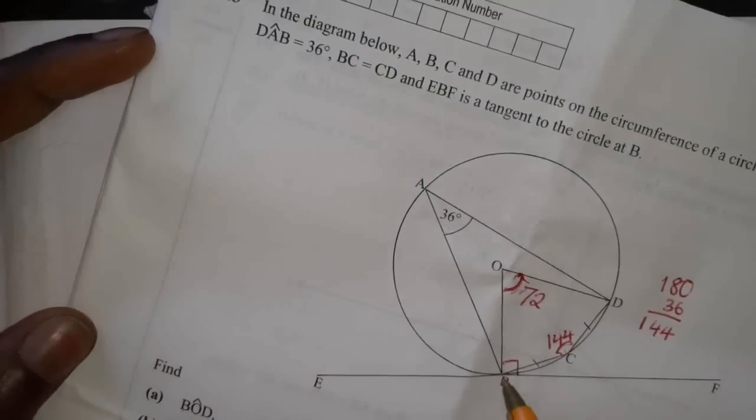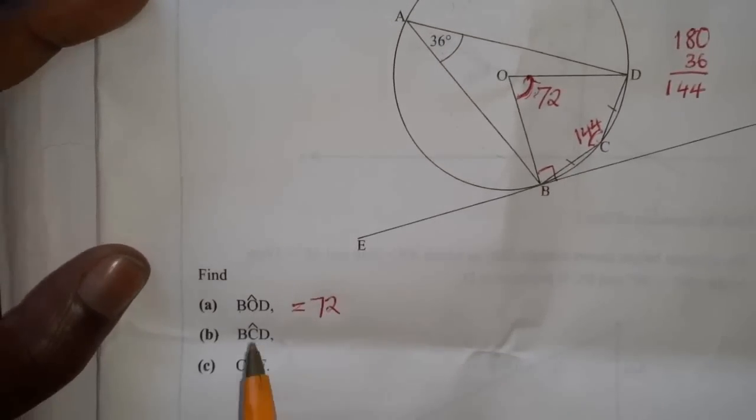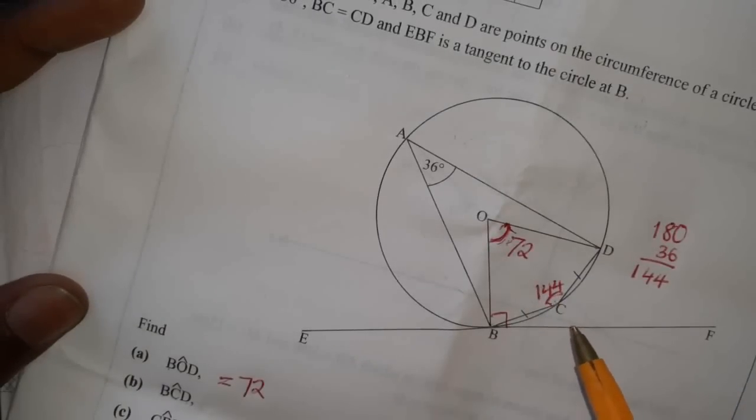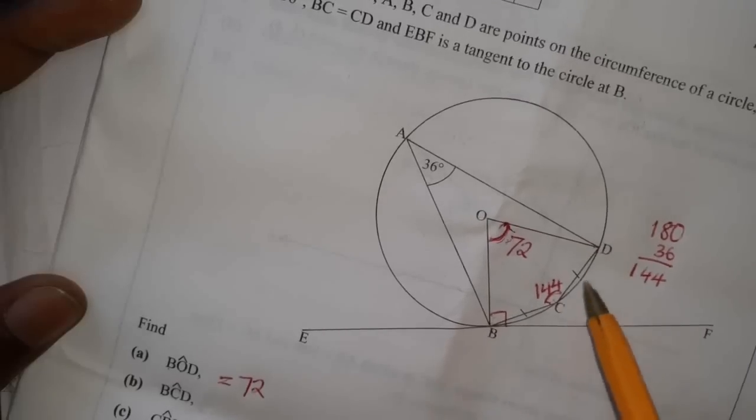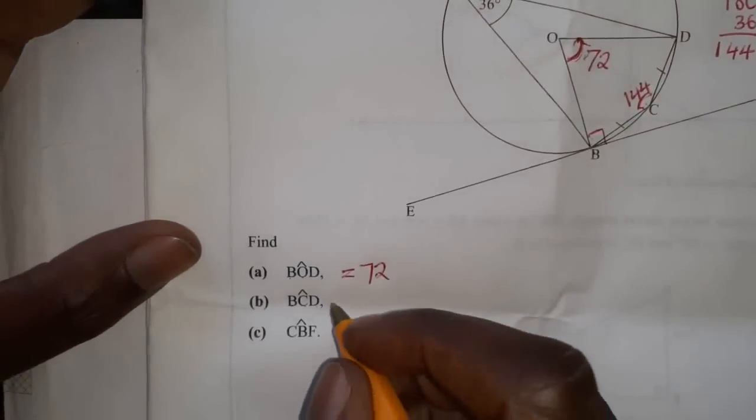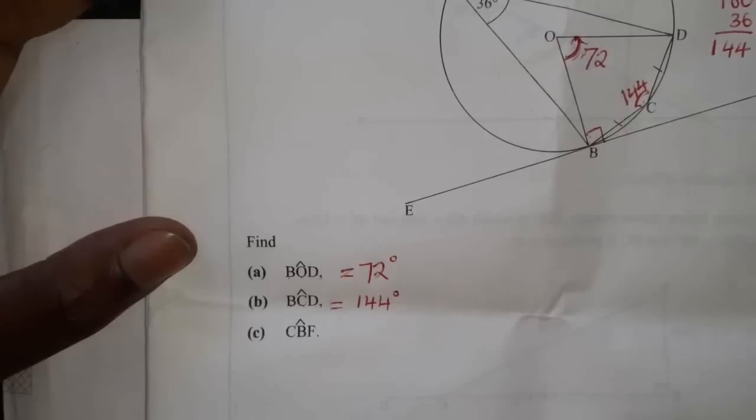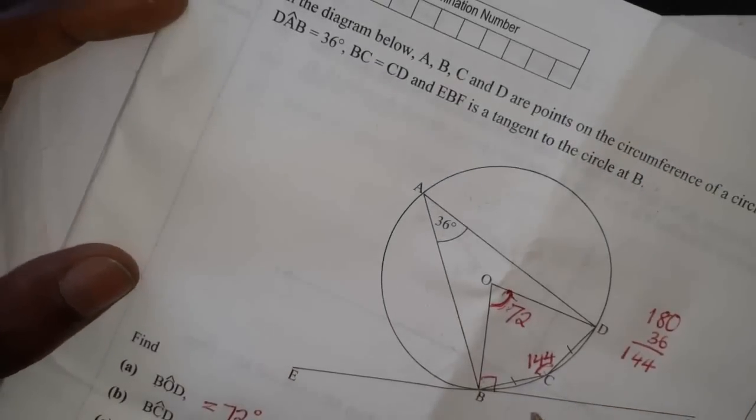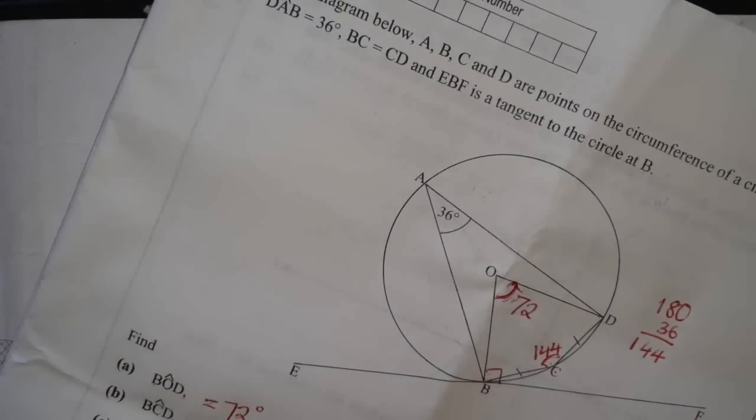Now let's see the angles that they want us to find in this question. BOD. BOD, we said it's 72. BCD, this angle here. And we found it. We said it's 144 degrees. Then CBF.